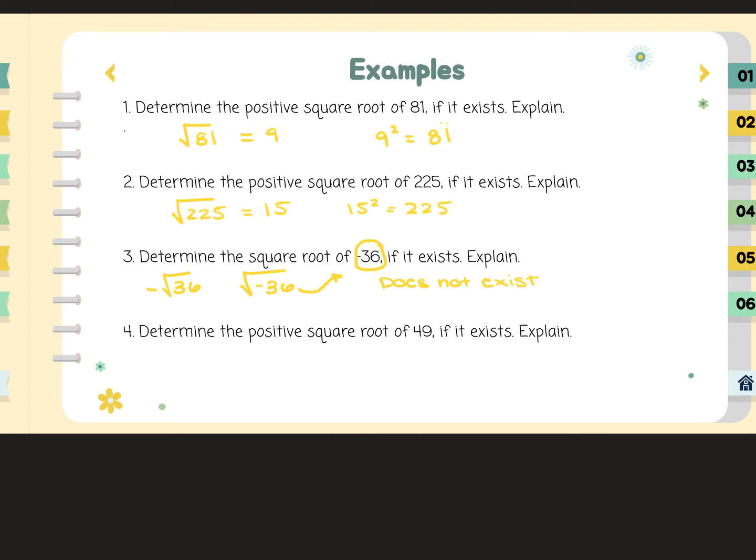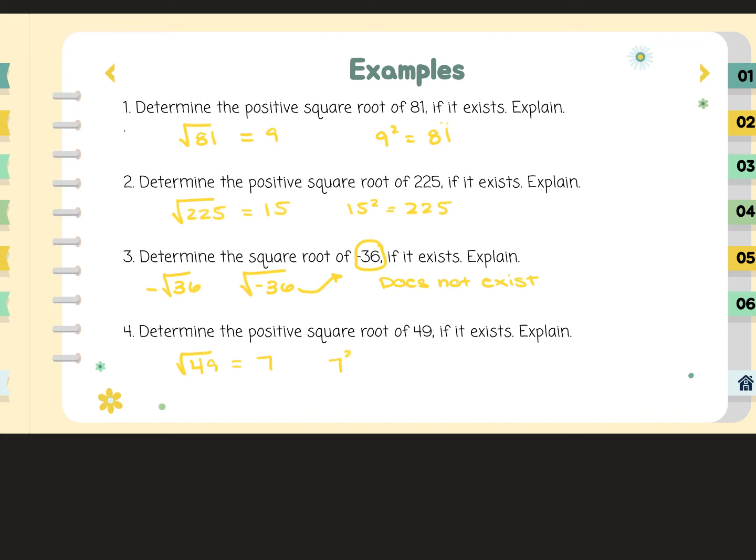All right, so having a negative underneath the radical, the square root does not exist. Now when you get into Algebra 2 in high school, you'll definitely work with those negative numbers underneath the radical sign. But for Math 8, we do not focus on that. And for number 4, we're going to look at the square root of 49, which is 7.